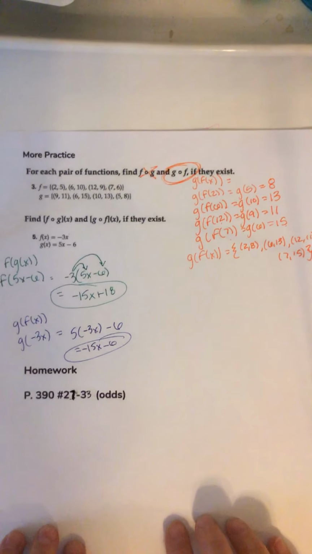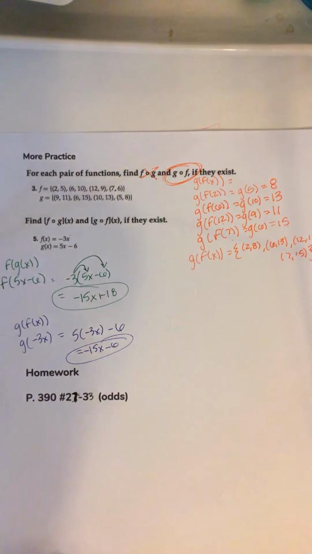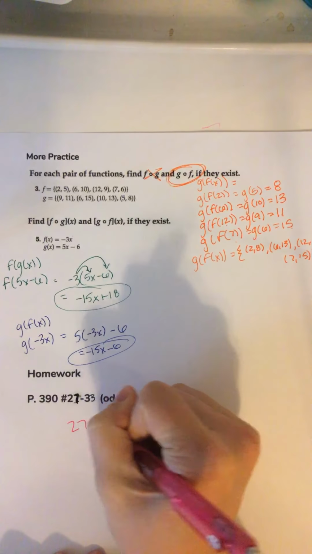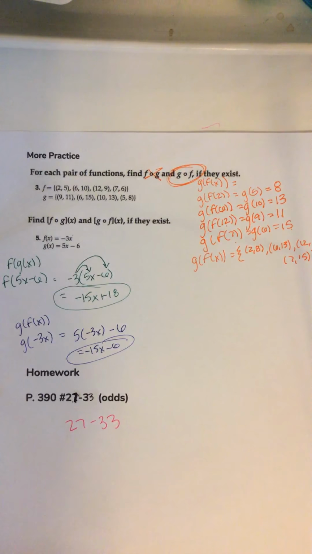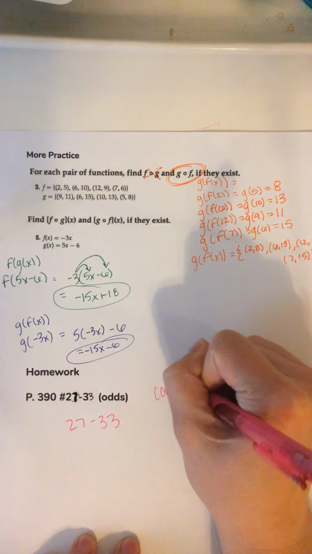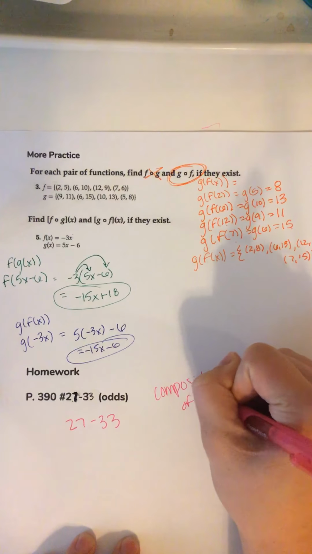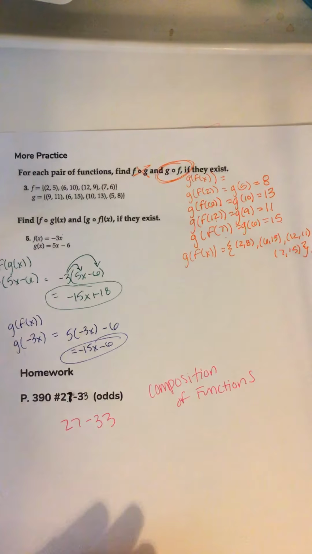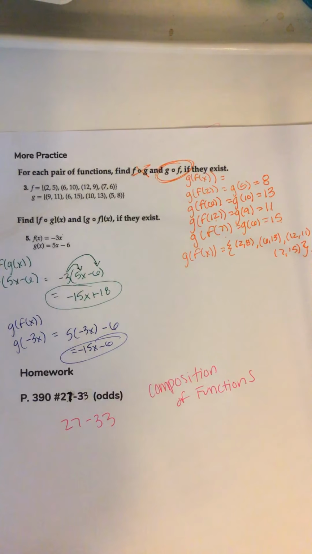but try your best. Here's your homework assignment: 27 through 33 odds on page 390. Again, these notes will be posted on Classroom, so you can go back and look at them for examples. You can find other videos on YouTube to help you solve it. Just search for composition of functions, and that will help you as well, because that's what we're doing here. Don't worry about domain and range on any of the problems in the textbook, and email me if you have any questions.